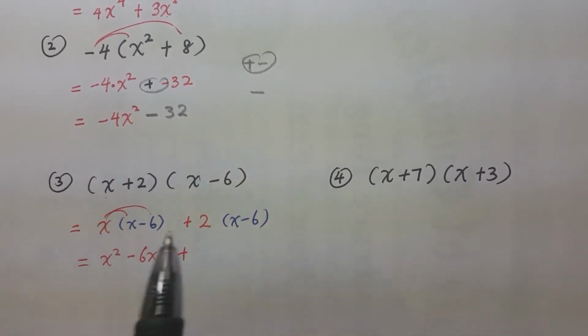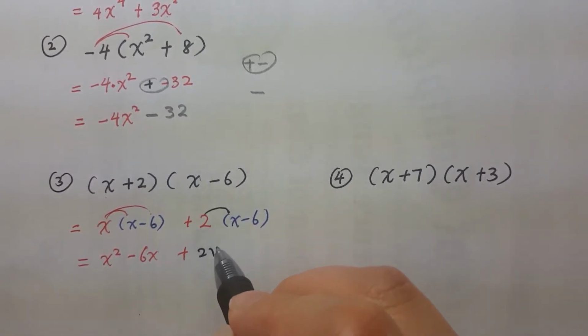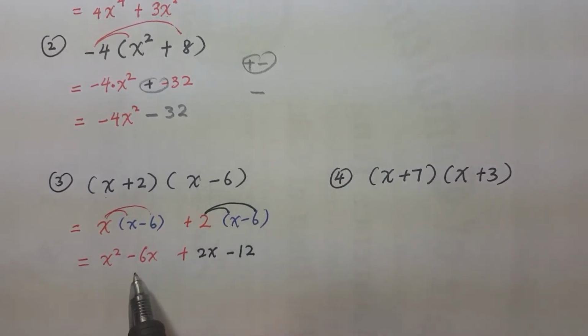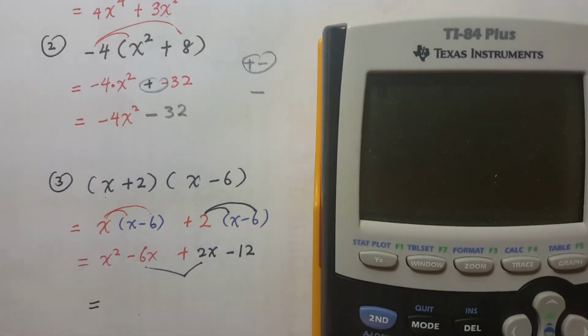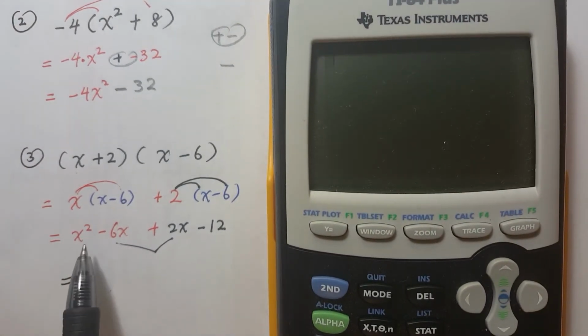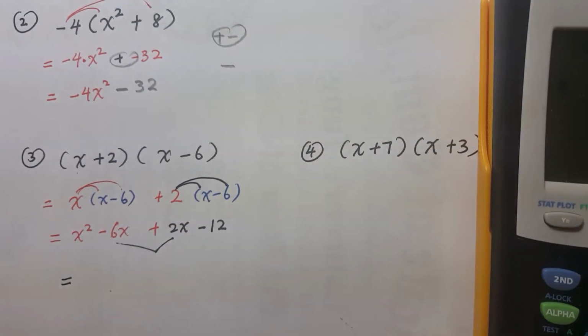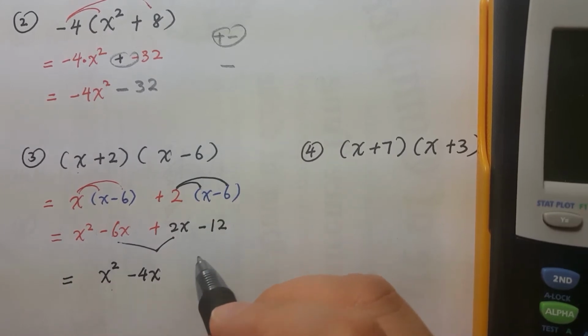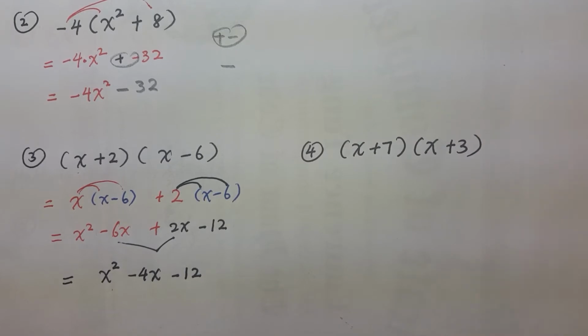And then the plus sign stays the same. And then we're going to use 2 times each. 2 times x is 2x. Minus sign stays the same. 2 times 6 is 12. Now you will find out that negative 6x plus 2x, these two are like terms. So we are going to use our calculator to combine like terms. Negative 6, you type in negative 6 and then plus 2. So we got negative 4. So negative 4x, and then you bring down the x squared in the front and you bring down the minus 12. So we found the answer: x squared minus 4x minus 12.